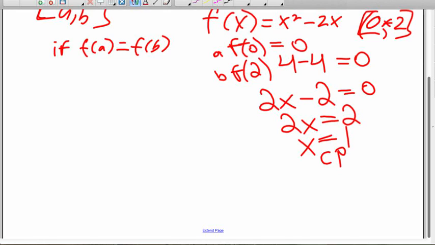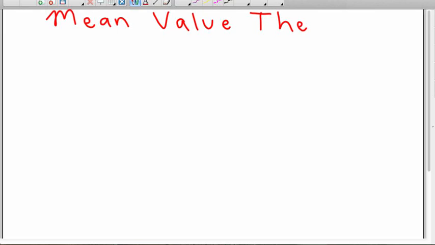Alright, next. Mean value theorem. Again, it must be continuous and differentiable. Find the average rate of change, and somewhere the instantaneous rate of change has to be equal to it. So again, you have to be continuous and differentiable, like the last one.